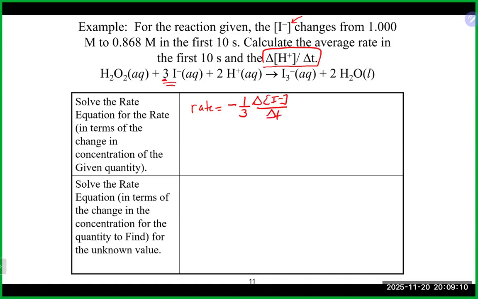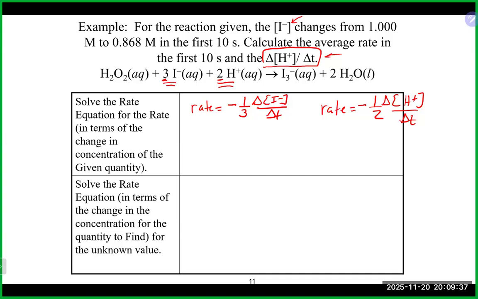The other thing we're interested in is obviously H plus. And if we look at H plus, it also is a reactant. And that would mean that the rate for H plus is equal to negative 1 over the coefficient, which is a 2. The change in the concentration of H plus over the change in time. So these are really the only two we're interested in for this problem.